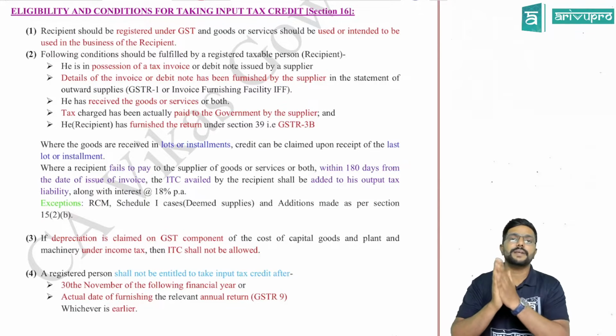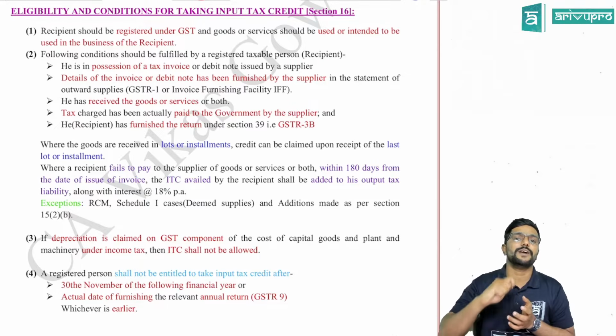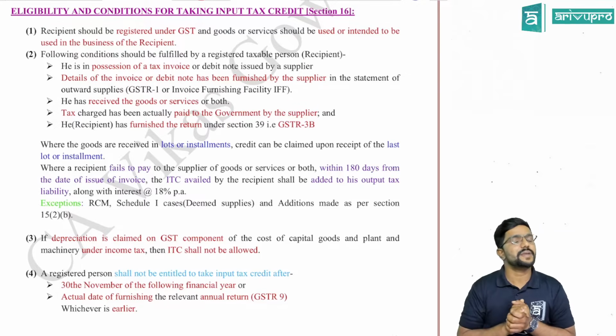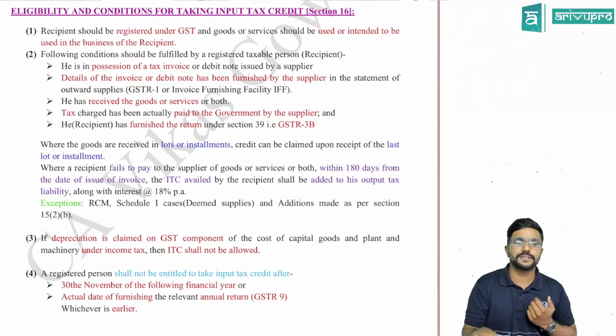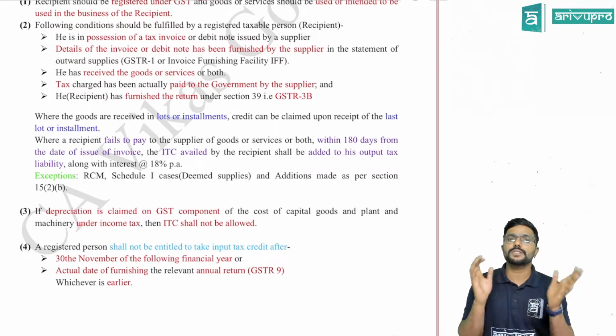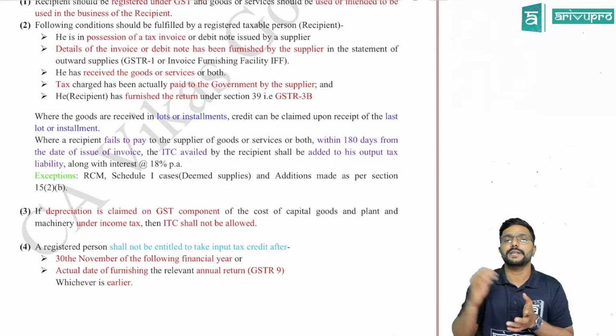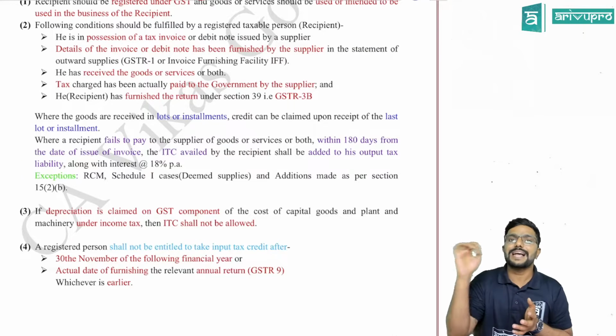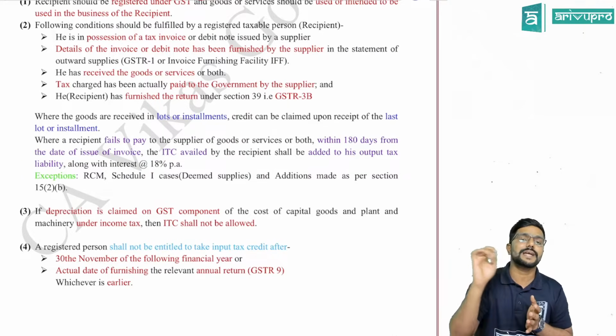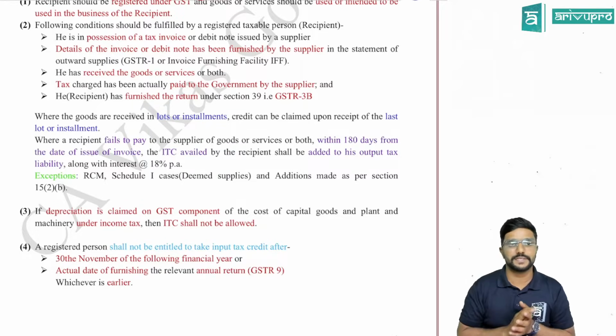And the recipient can claim the input tax credit only by filing GSTR 3B on or before the 20th of the next month. So all these are the conditions given under subsection 2. If the goods are received by the recipient in installments or in lots, only when he receives the last installment can he claim the input tax credit with respect to the full purchase.